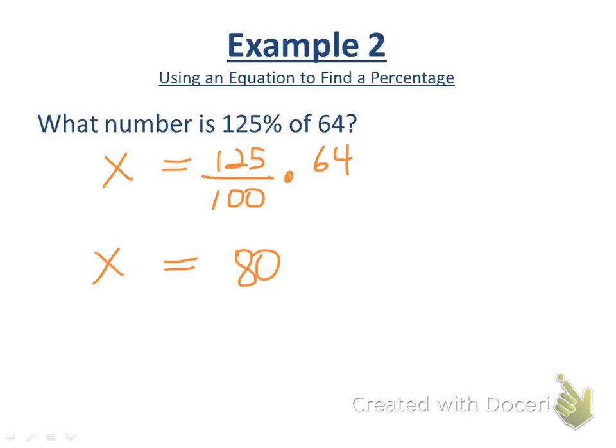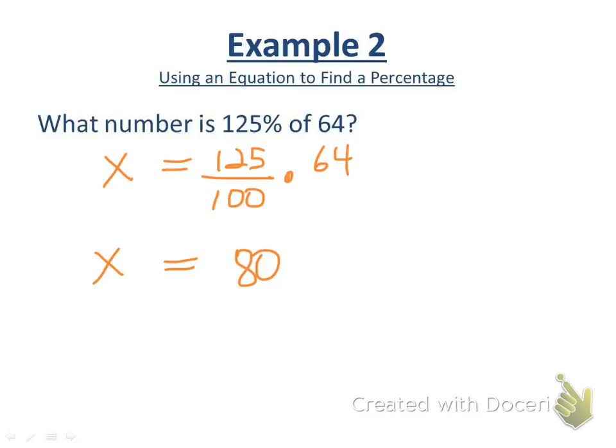Well, in this case, there are a lot of different ways to think about this mentally, right? 125% is 100% of the number plus 25% of the number. So it's 64 plus 25% of 64. So we're kind of unwrapping it in a distributive property kind of way. 25% of 64 is 1/4 of 64, which is 16. So it's 100% plus 16. 64 plus 16 is 80.